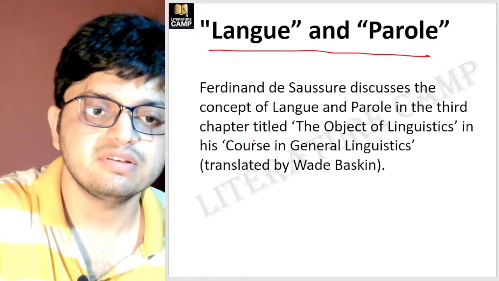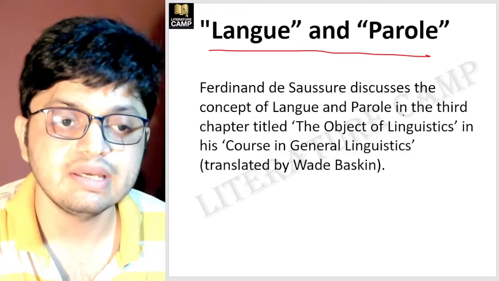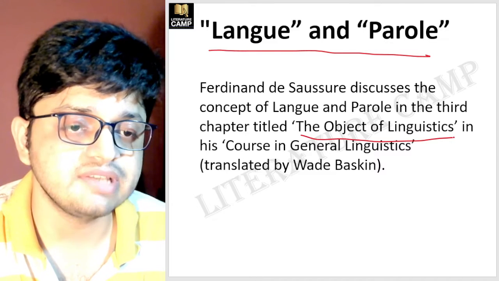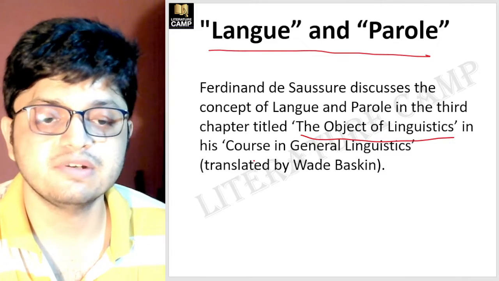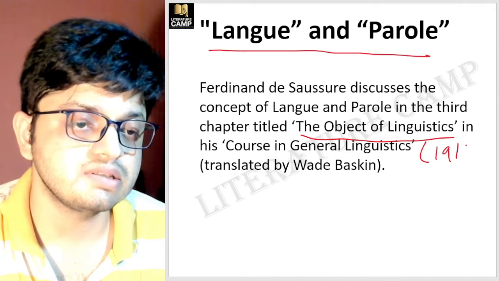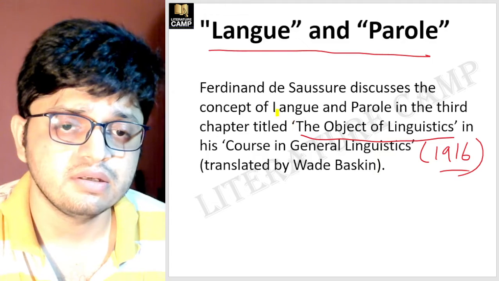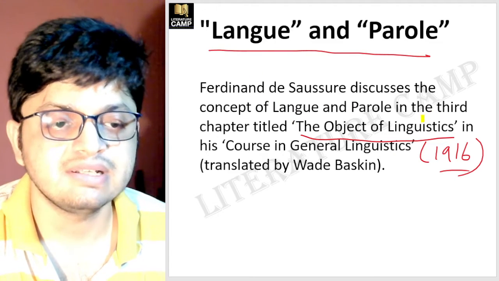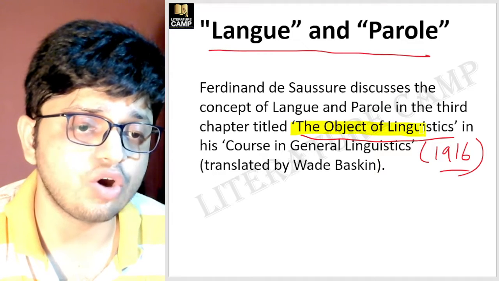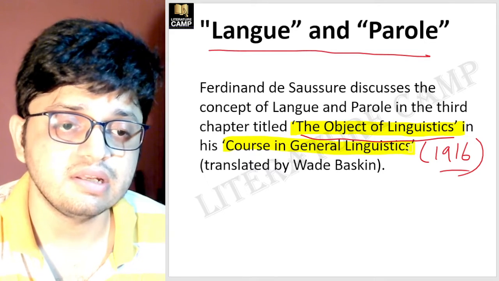Do not worry. Ferdinand de Saussure discusses this concept of lang and parole in the third chapter titled The Object of Linguistics in his very famous work, Course in General Linguistics, published in 1916, right? So this is one information that we need to know. Ferdinand de Saussure discusses this concept of lang and parole in the third chapter titled The Object of Linguistics in the book Course in General Linguistics.